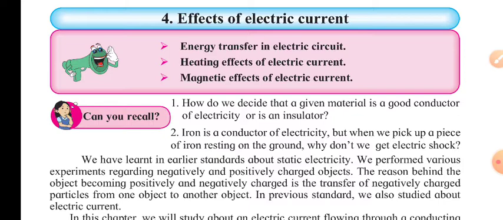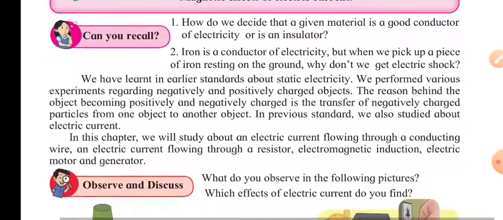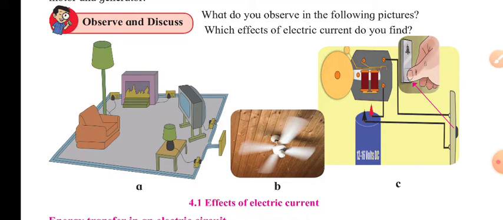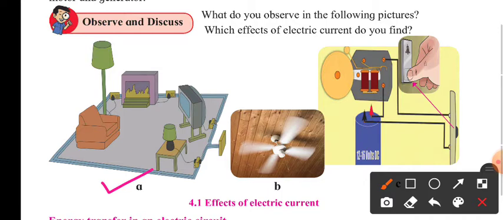Now in this topic we are going to utilize what we have studied in the previous standard to understand the various effects of the electric current. Here they have given three different pictures, picture A, picture B and picture C. In picture A you can see the household electrical circuit, where we have the lamp, the heater, the television, the side lamp, and they all are connected to the electrical circuit.